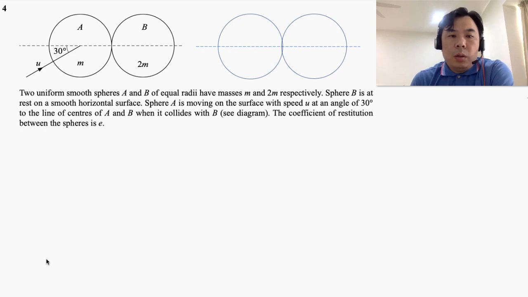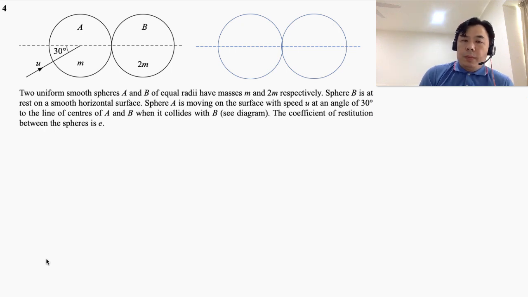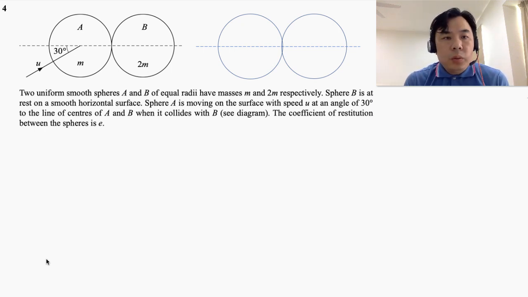Our next question is on oblique collision. You can see that there are two uniform smooth spheres A and B of equal radius, with masses m and 2m respectively, according to the diagram there. Sphere B is at rest on a smooth horizontal surface. Sphere A is moving on the surface with speed v at an angle of 30 degrees to the line of centres of A and B when it collides with B. The coefficient of restitution between the spheres is e here. Take your time to read through it.